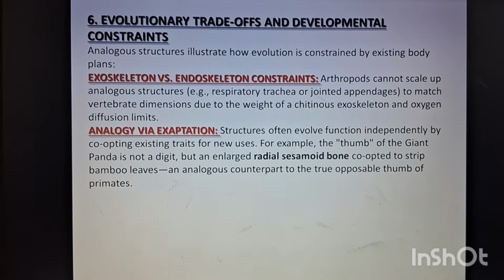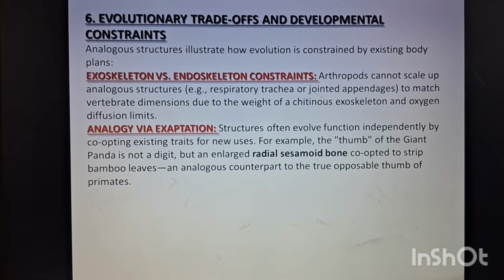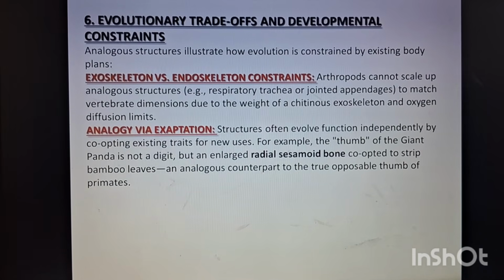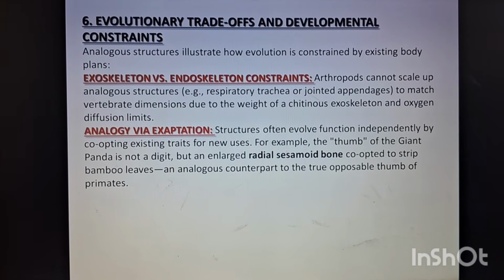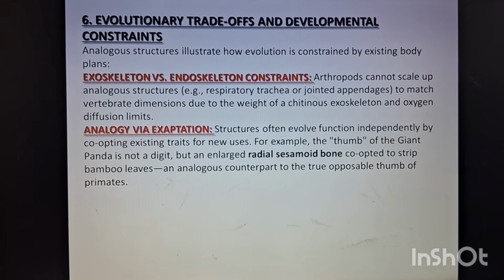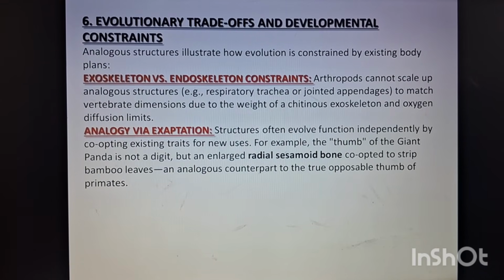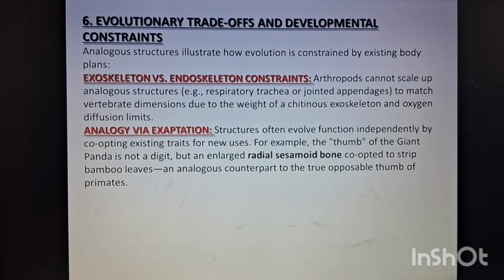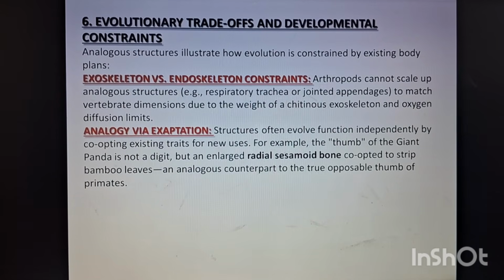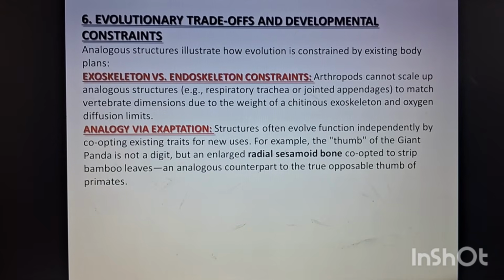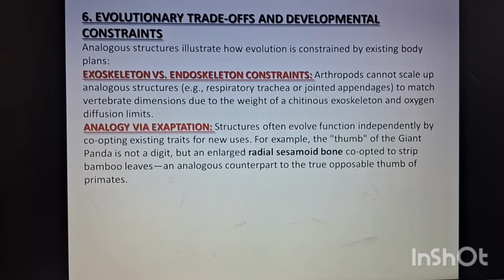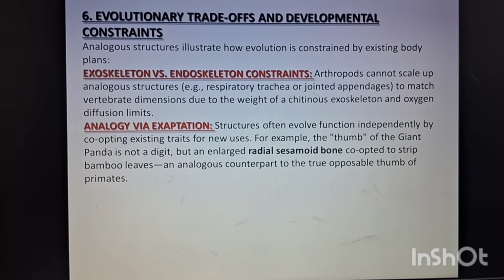Analogous structures illustrate how evolution is constrained by existing body plans. First is exoskeleton versus endoskeleton constraints. Arthropods cannot scale up analogous structures, that is respiratory trachea or jointed appendages, to match vertebrate dimensions due to the weight of a chitinous exoskeleton and oxygen diffusion limits.